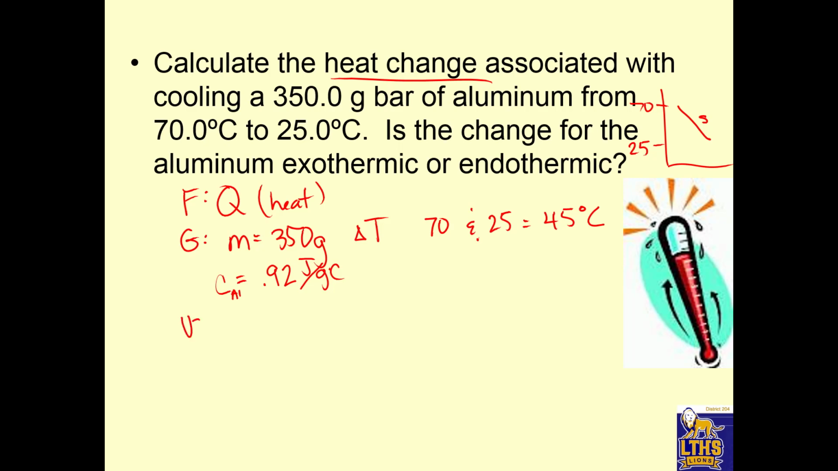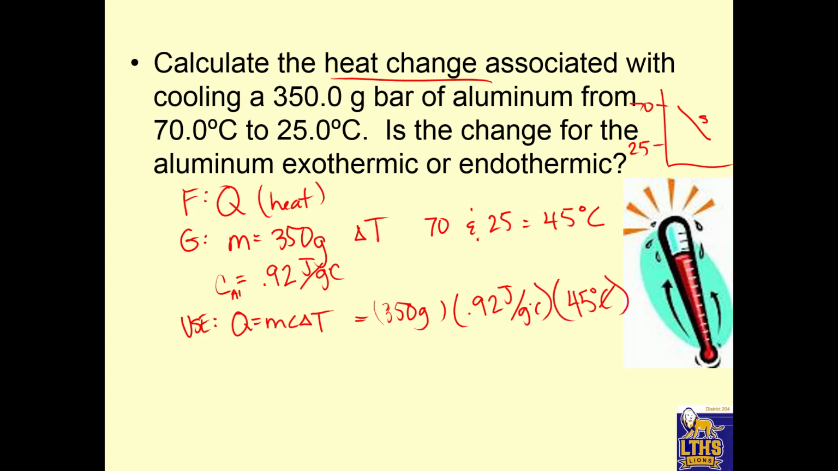So now I can use the equation Q equals MC delta T, plug it in, and I'm looking for Q. So I need the mass, 350 grams. I need this specific heat, 0.92 joules per gram degree Celsius. And I need the temperature change, 45 degrees Celsius. Goodbye Celsius, goodbye grams. Hello joules. Hey, that's what we're looking for. 14,490 joules is the amount of heat in this process.